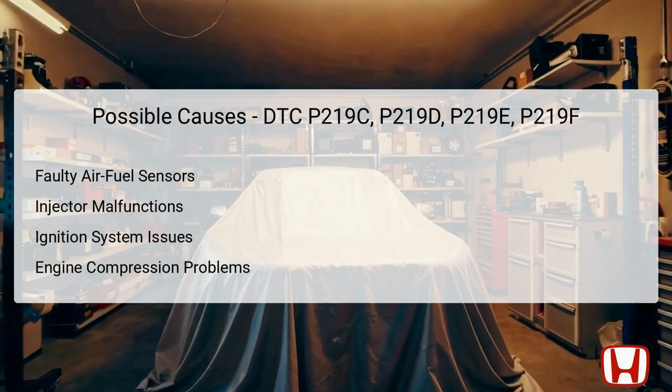A malfunctioning ignition system, which includes the ignition coils, can prevent optimal combustion, further complicating the air-fuel mixture within each cylinder. Engine compression problems could also arise from low compression due to leaky valves or worn piston rings, which may affect combustion efficiency and lead to abnormal air-fuel ratios. Identifying the specific cause requires a thorough inspection of these components, including sensors, injectors, and ignition parts.